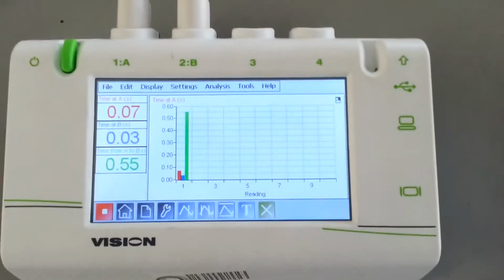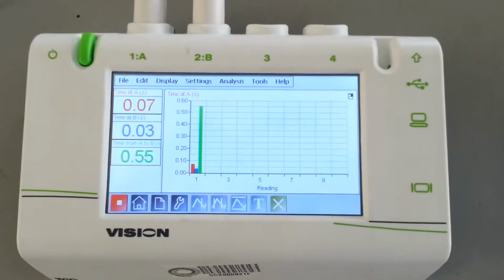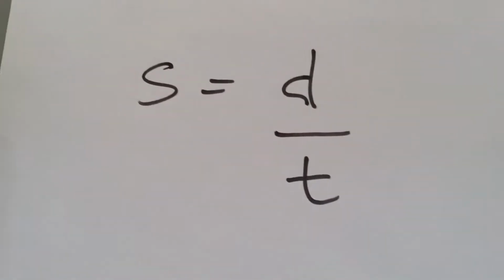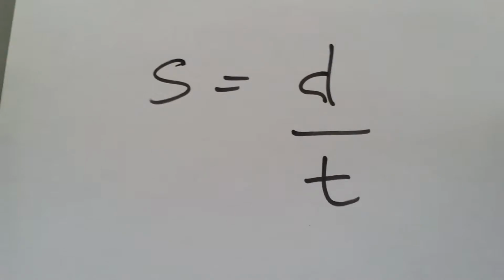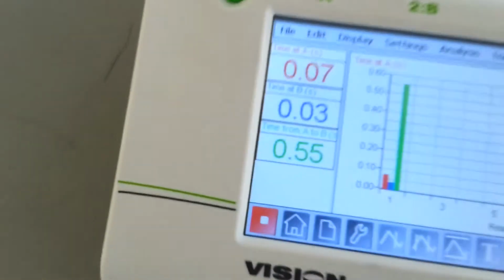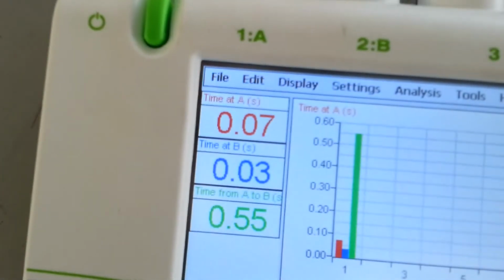Okay, so now we've got to process the data. What do we need to do? Well, if you recall, speed equals distance divided by time. And we've got our time that we've just measured. So if we look at the first gate, gate A, you'll notice it's 0.07 seconds.